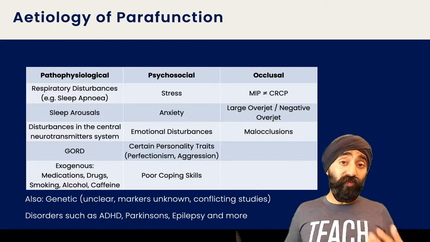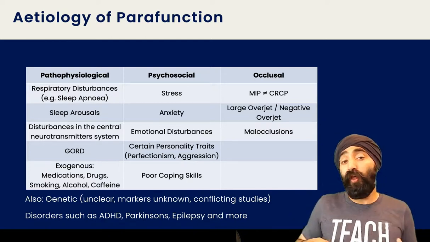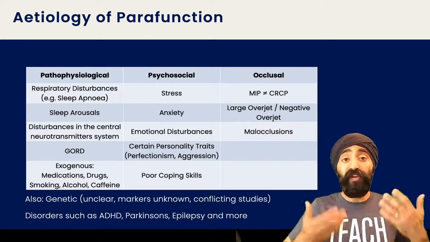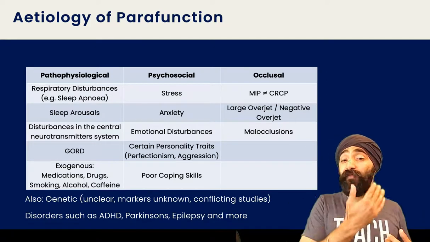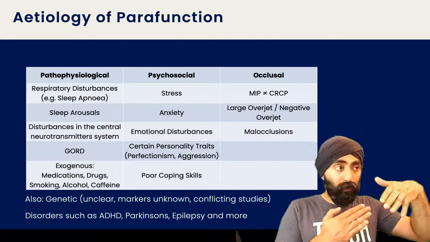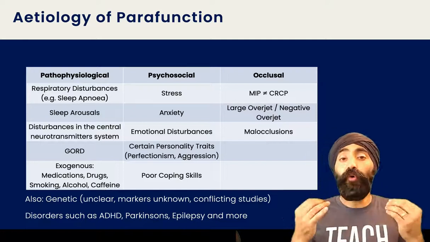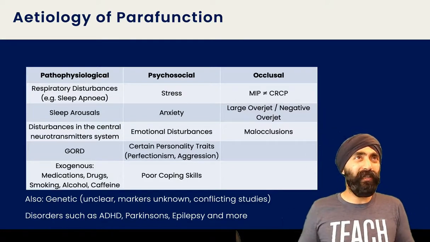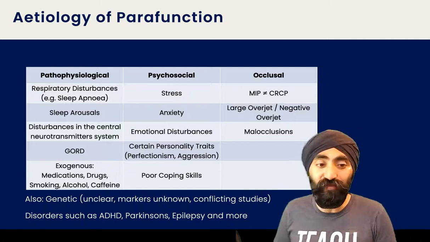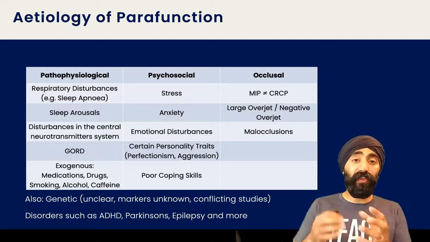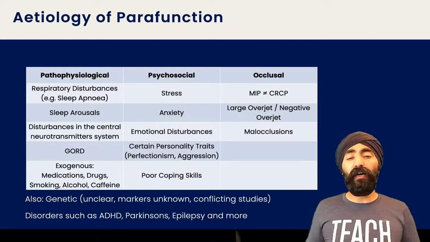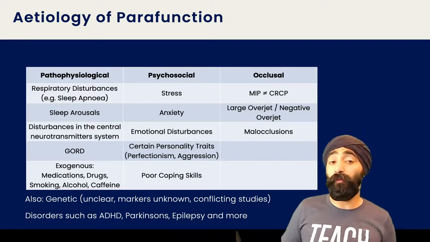Gastric esophageal reflux disease has been implicated. The theory behind that one is someone who's got reflux at nighttime and you've got an acidic environment in the mouth. By bruxing, you're producing more saliva. And that's seen to be like a gastroprotective sort of reflex, if you like. And things like alcohol and caffeine are also implicated in causing bruxism.